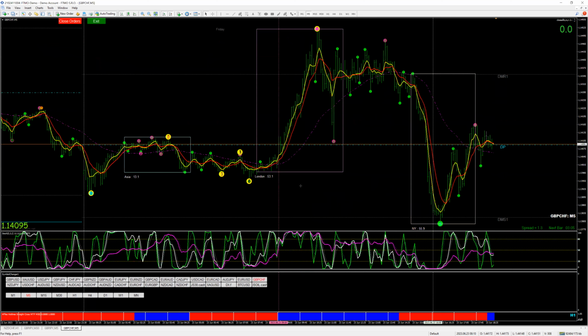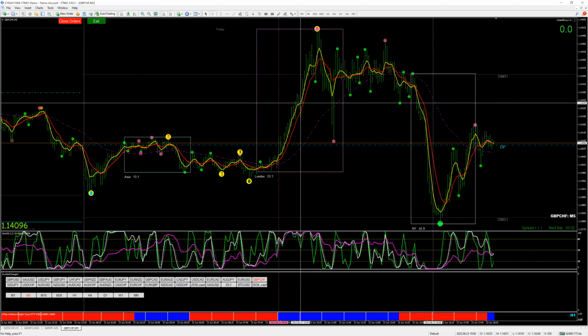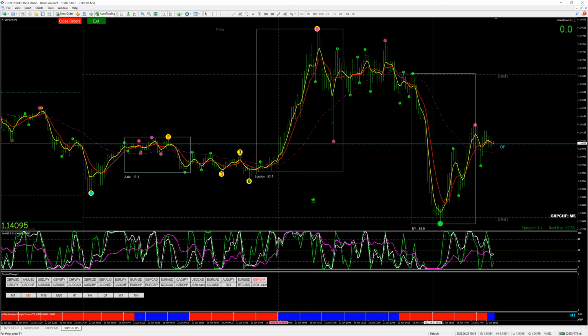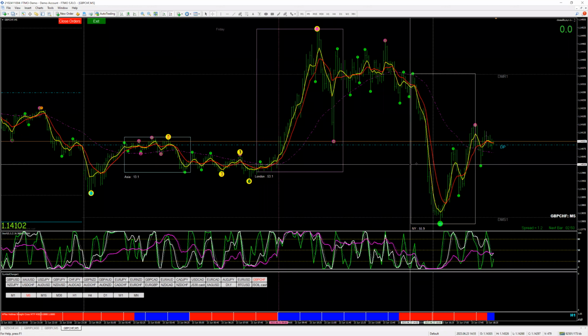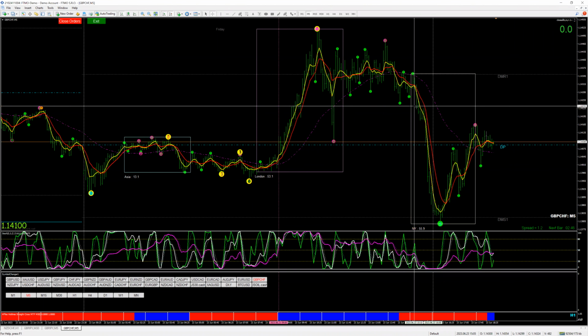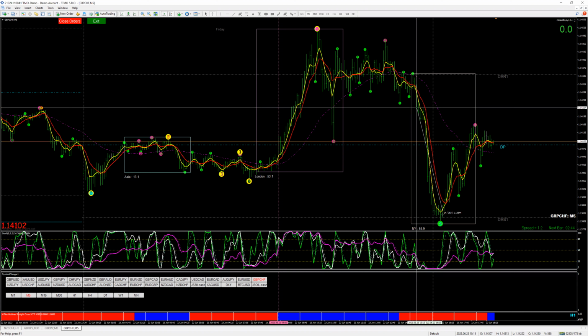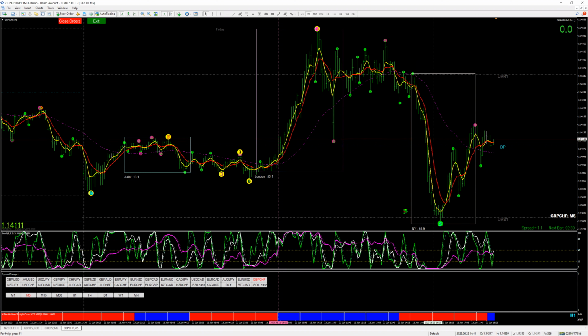Pound Swiss. Here's the long, here's the hour. And that was 26 pips. In the US session, you got to go short. So here's the hour. Here's the trigger for 40 pips. Makes sense?